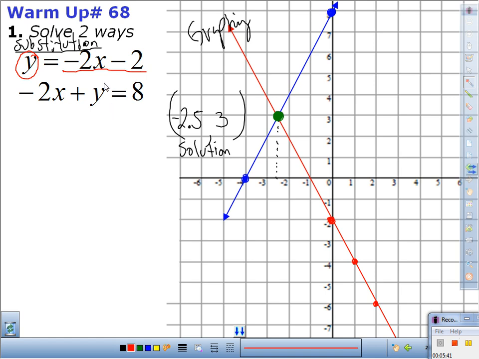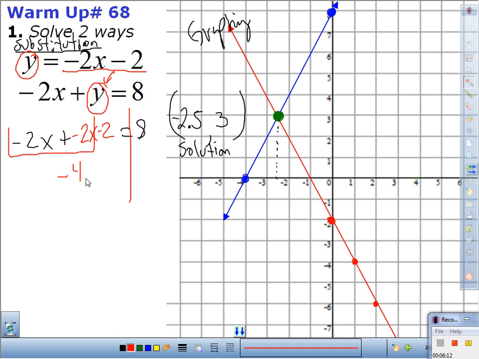It's called substitution because we're going to substitute this into the second equation. So instead of writing y, what do we write? Negative 2x minus 2. I bring everything else down. Negative 2x plus negative 2x minus 2 equals 8. Line down the equal sign. Can we combine like terms from there? Yes. What is negative 2x plus negative 2x? Negative 4x minus 2 equals 8.